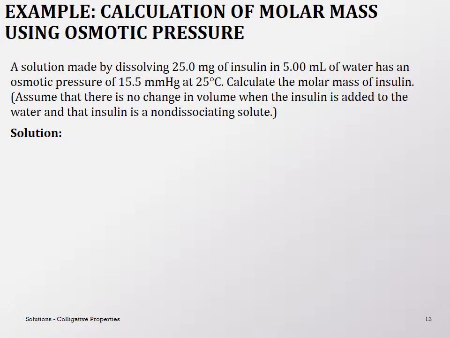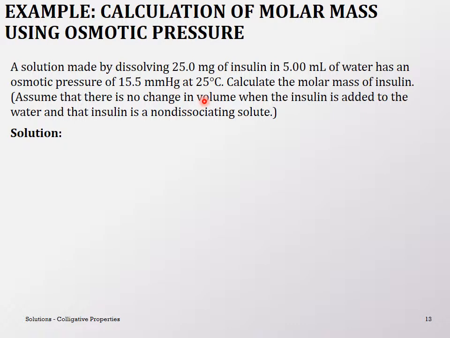Okay, so this example is to deal with osmotic pressure, but now we're going to calculate the molar mass of an unknown substance using osmotic pressure. So previously we've done it with boiling point elevation and freezing point, but we can also use osmotic pressure for this. So here's the problem. A solution made by dissolving 25 milligrams of insulin in 5 milliliters of water has an osmotic pressure of 15.5. And the temperature is given to us, which is nice, and then calculate the molar mass of insulin. So then we're also told to assume there is no change in volume.